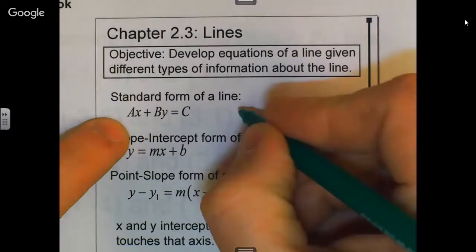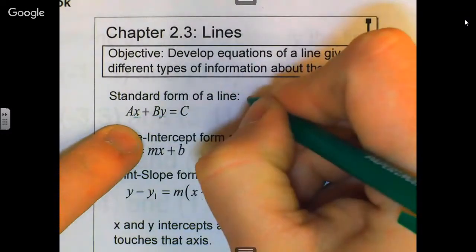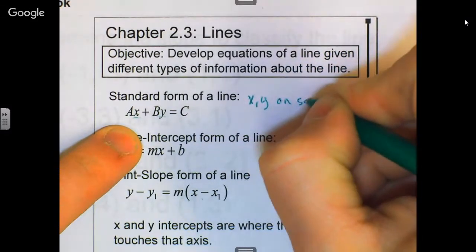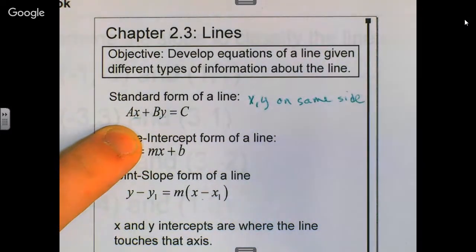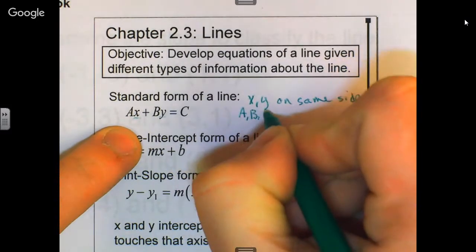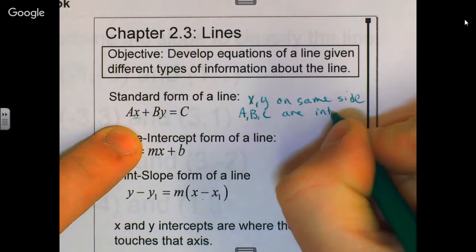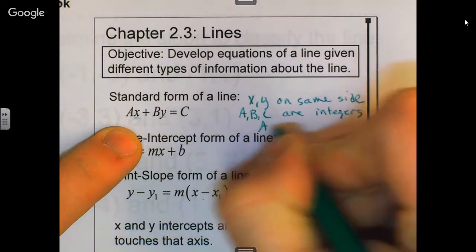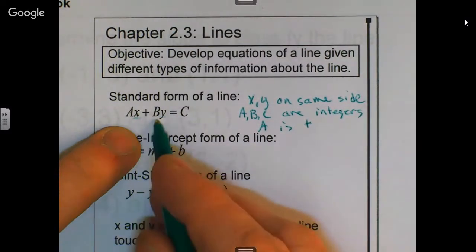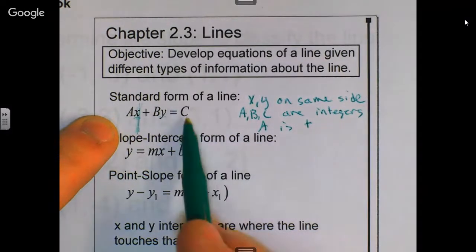I have standard form. With standard form, you should notice that x and y are on the same side, so those two letters are on the same side. We also need to know that A, B, and C are integers, and A is positive. So x and y on the same side. X needs to be in this first term, and then y, and then your constant term is over here.